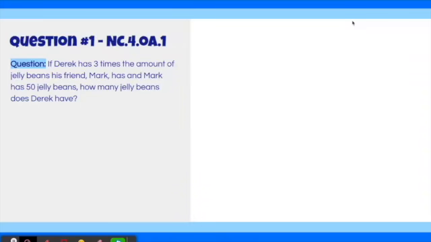Alright, let's get started with the first question. Okay, question number 1. If Derek has 3 times the amount of jelly beans his friend Mark has, and Mark has 50 jelly beans, how many jelly beans does Derek have? So we're going to give you a few seconds so that you can solve the problem, and if you need more time, feel free to pause the video here.